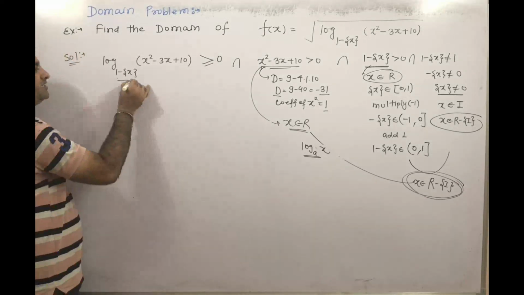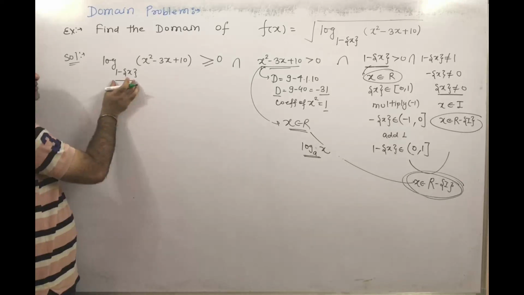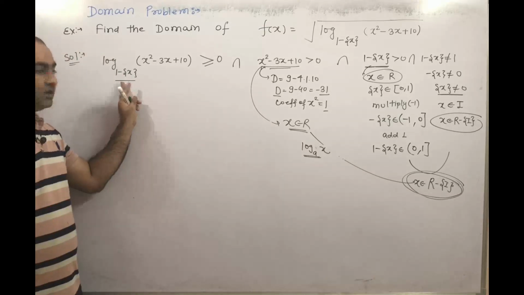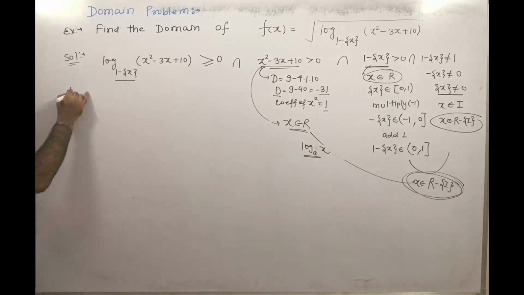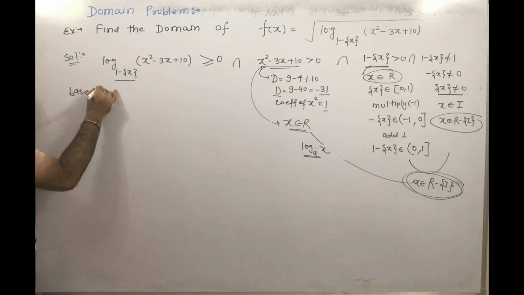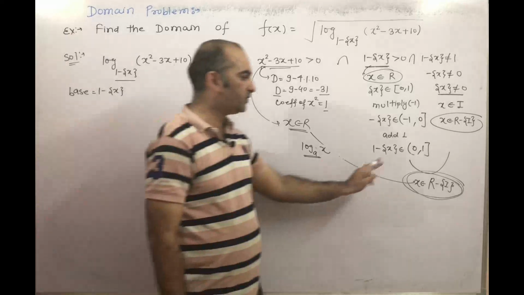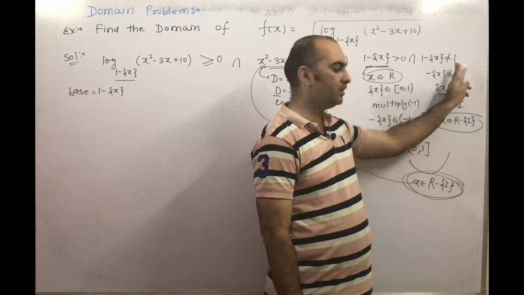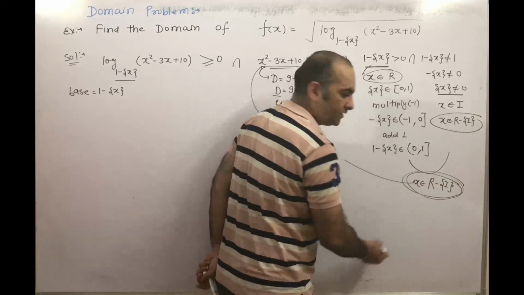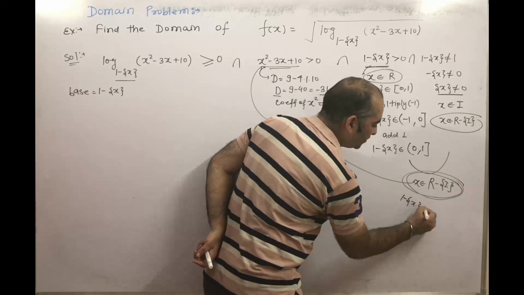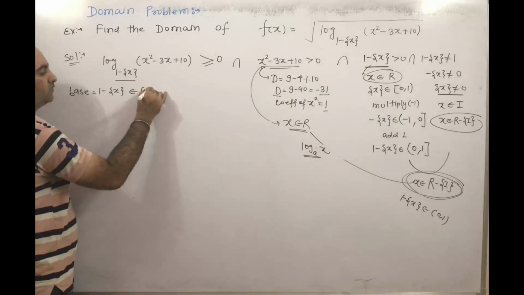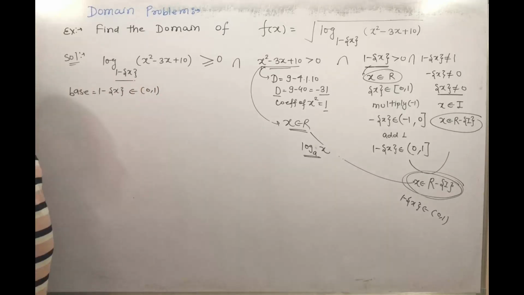So you can see here the base is variable. So first thing we have to check is the base. For solving a logarithmic inequality we have to check the base. The base is 1 minus the fractional part of x. And we know 1 minus the fractional part of x always belongs to (0, 1), and equal to 1 is not possible, so x belongs to R minus integer. So the base is always a fraction.